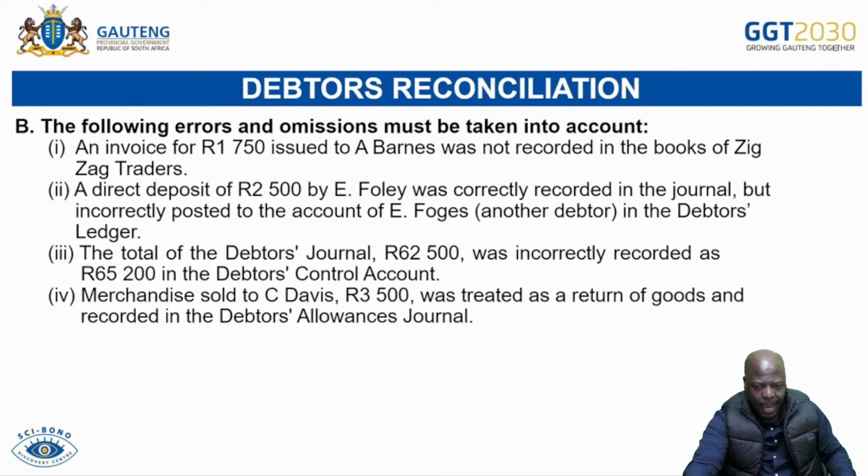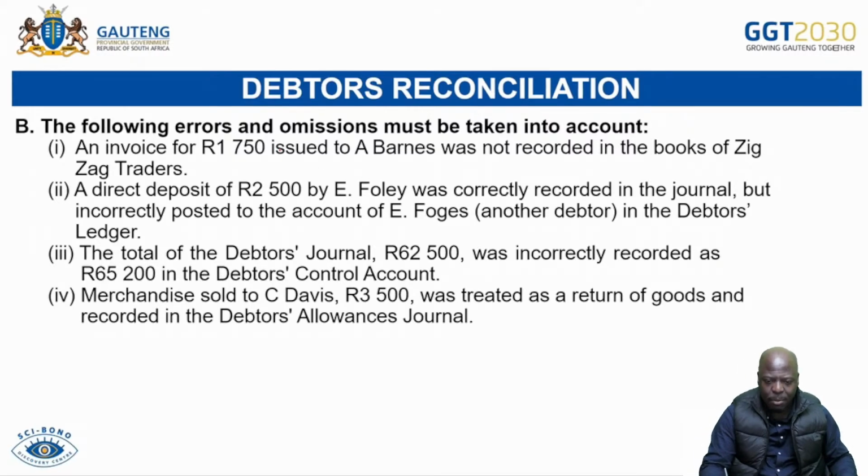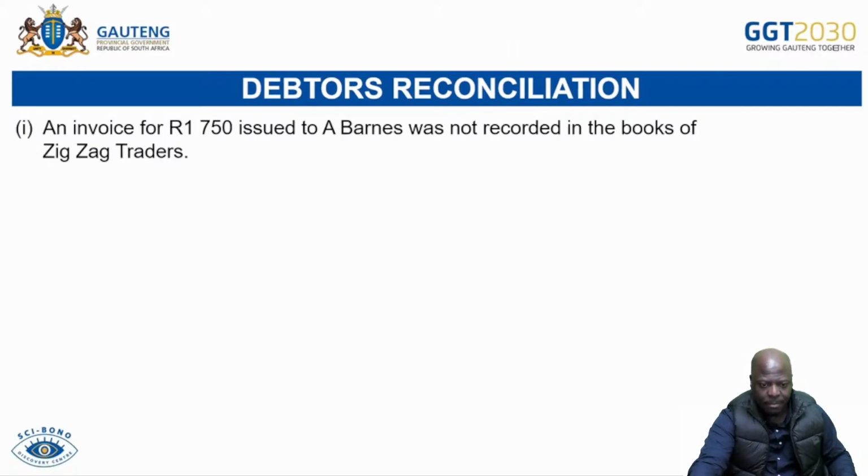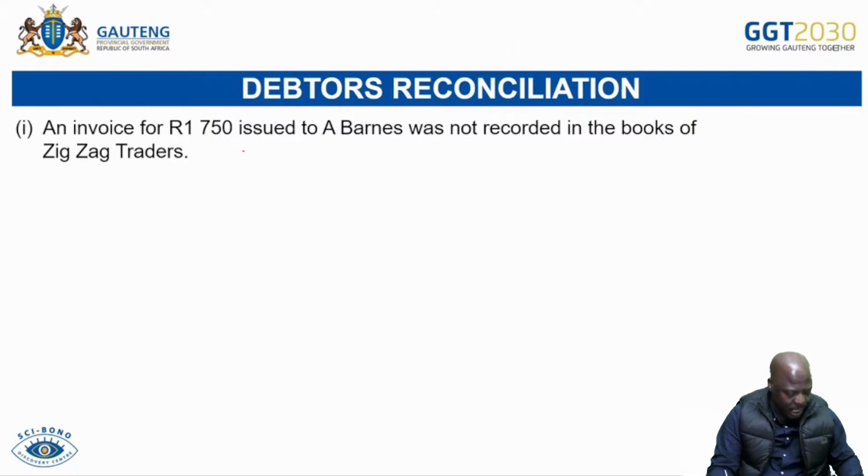Here are the errors and omissions that must be taken into account. And they go up to number 7. Let's start with number 1. It says an invoice for 1,750. So once I hear the word invoice, what comes to my mind? I think plus. An invoice means plus.